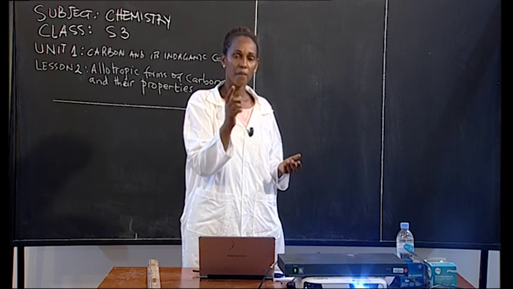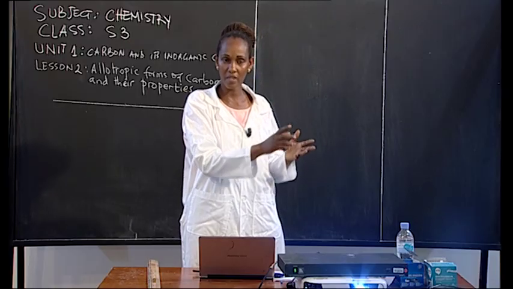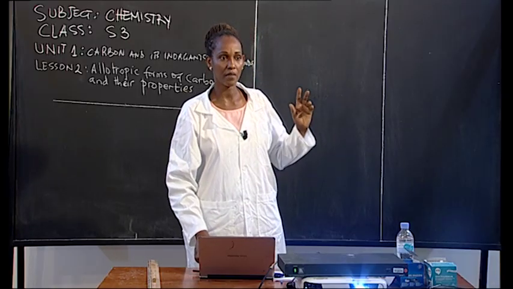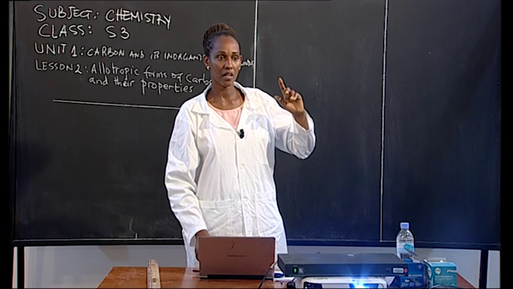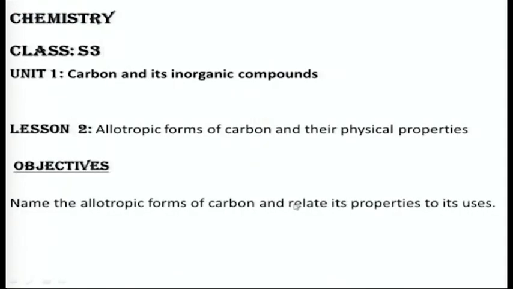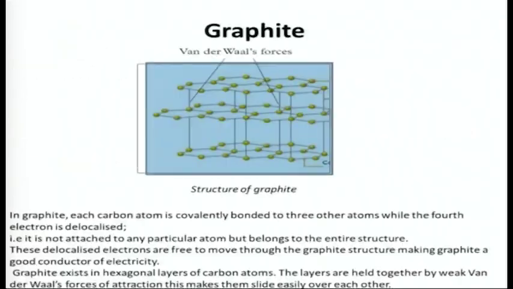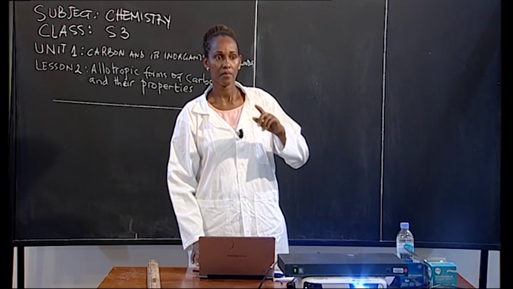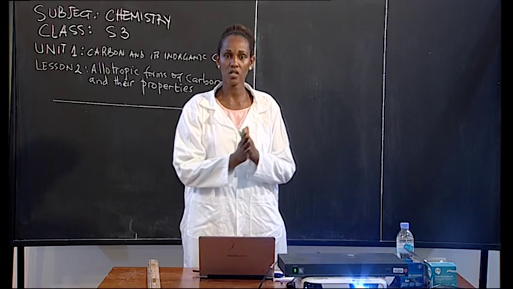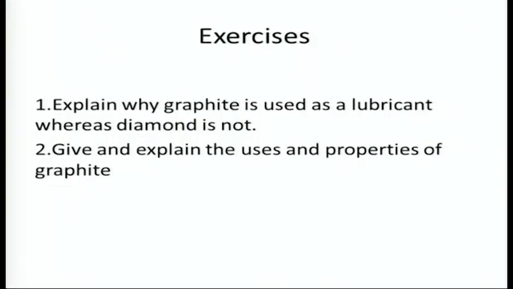Remember the lesson, go back and see the objective. You have to relate the property with the use, all right? The property and the use. So, which property does graphite have that makes it to be used as a lubricant? So concentrate on this work, then try to answer these questions because we have talked about them. The last one is to give and explain the uses and properties of graphite.